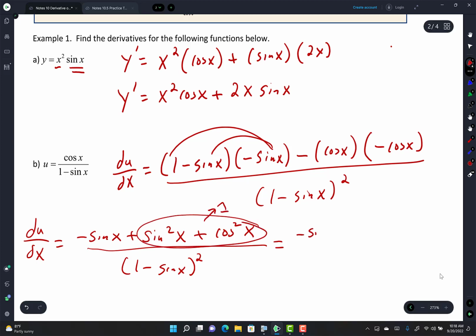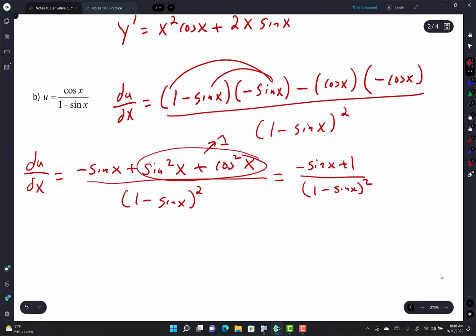So now I have negative sine x plus 1 over 1 minus sine x squared. Are we still okay? Notice that the numerator and denominator look like they're almost the same. Matter of fact, they are. Well, one of the factors at least, right? 1 minus sine x, I'm rewriting it. 1 minus sine x, close it squared. So there it is. I'm going to go ahead and cancel one of them out. If you want to put parentheses there, you can. So your final answer is 1 over 1 minus sine x.